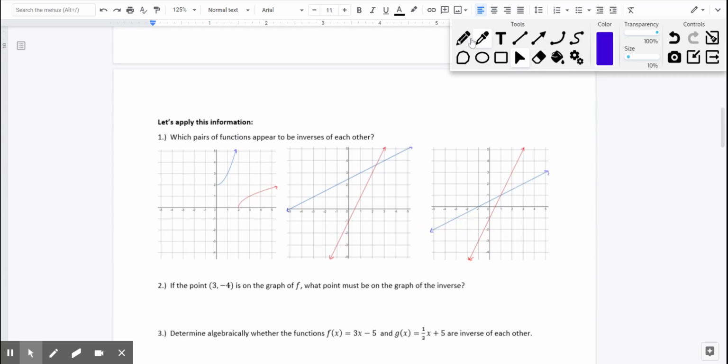Taking a look at these examples, I have three different sets of graphs here, and I want to know which appear to be inverses of each other. If you're looking at the graphs, you want to think about the line y equals x, or actually just draw it in. If you draw in the line y equals x, it goes through (1, 1), (2, 2), (3, 3), (4, 4), and so on. And these appear to be reflections of each other. So these appear to be inverses.